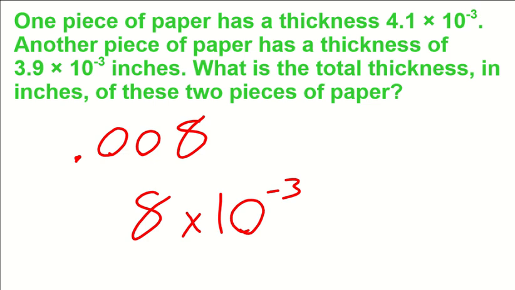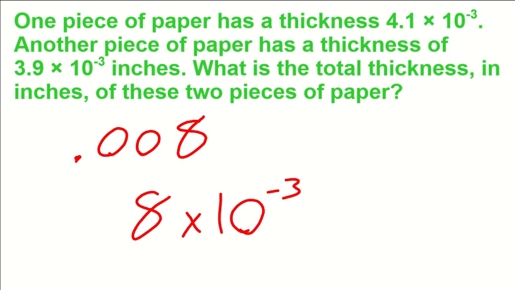A problem like this, if it's multiple choice, could go either way. They could give you 0.008 as the answer choice. They could give you 8 times 10 to the negative 3rd as an answer choice. It just kind of depends. Sometimes you'll see either one. So total is what I was asking for. So this is an addition problem.